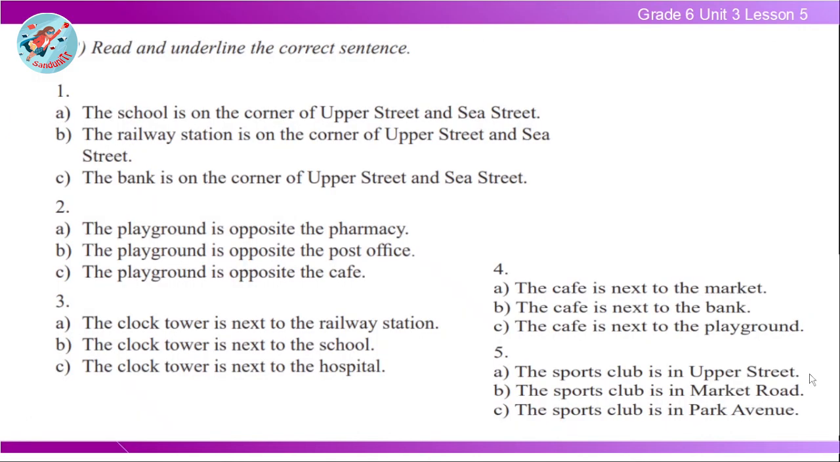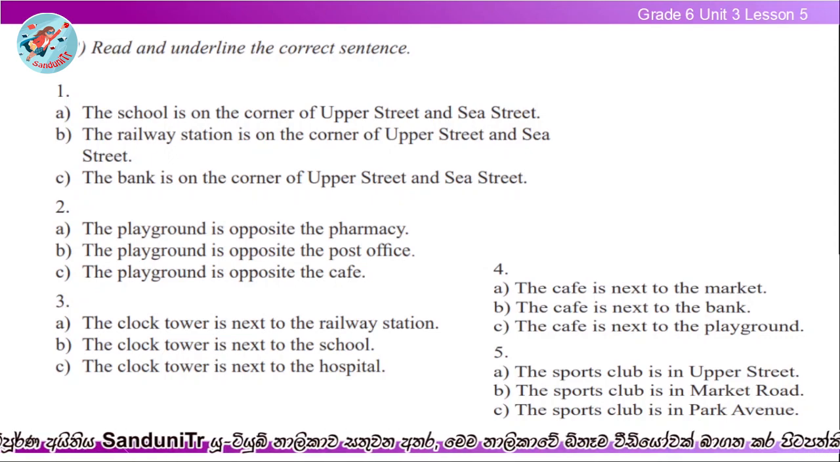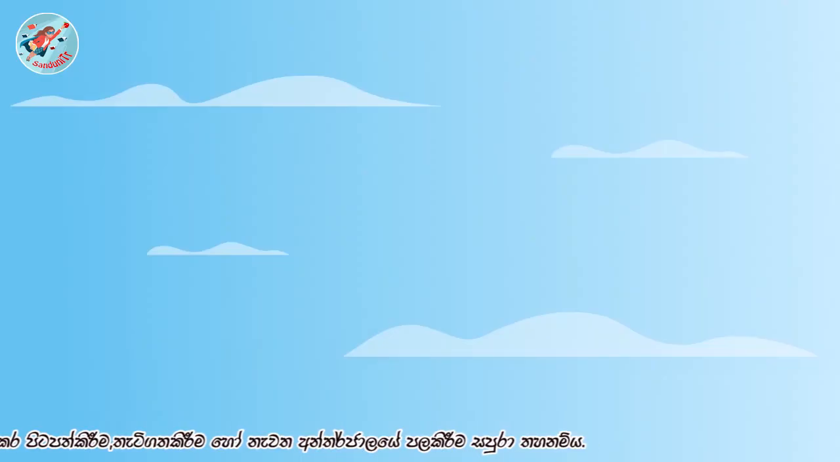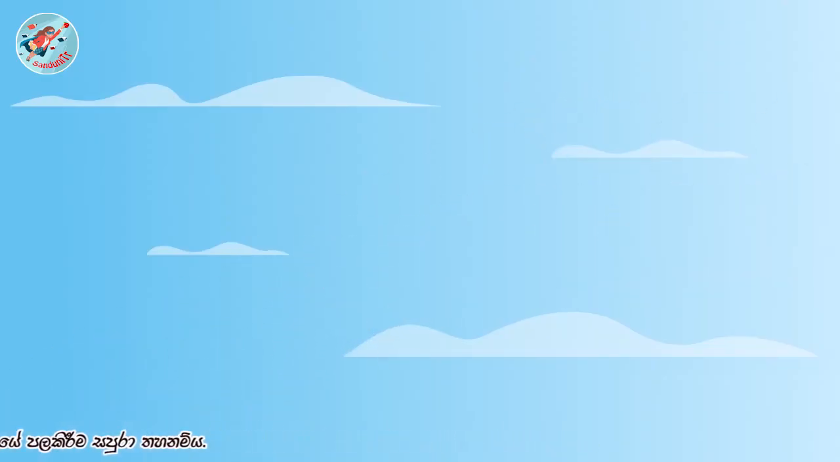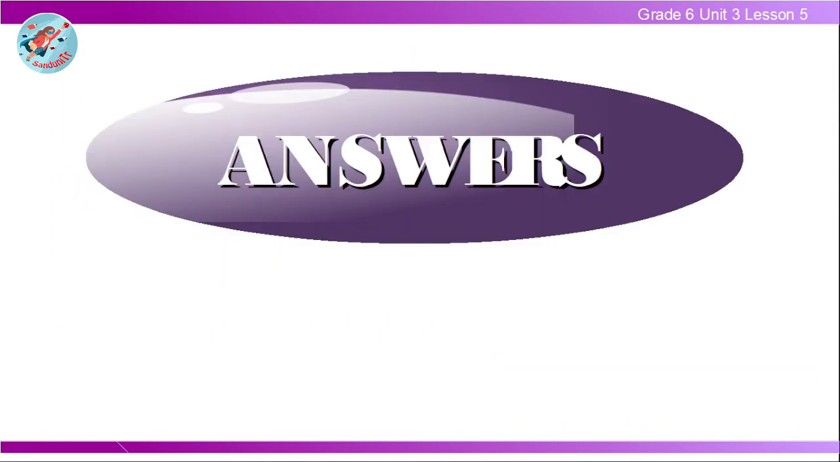Look at 8.2. Read and underline the correct sentence. Now children, you have to look at the map and underline the correct sentence of these 5 questions. Now take 5 minutes, answer these questions and resume the video. Answered these questions, so let's check your answers.